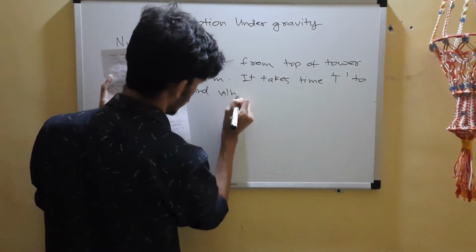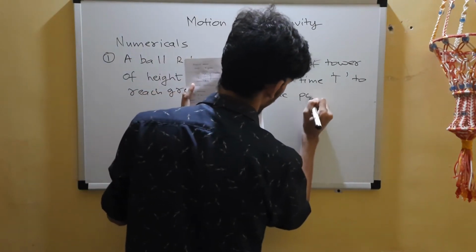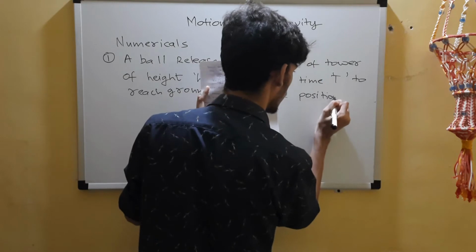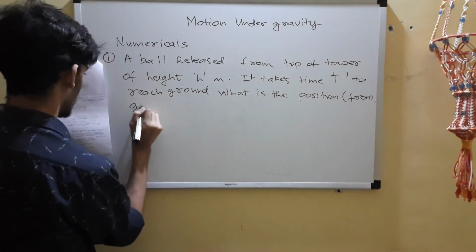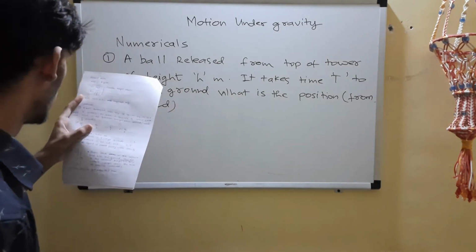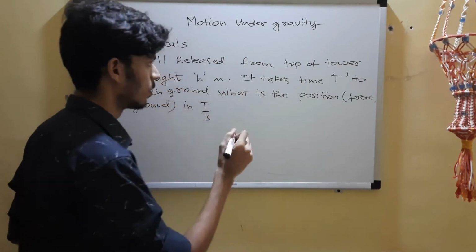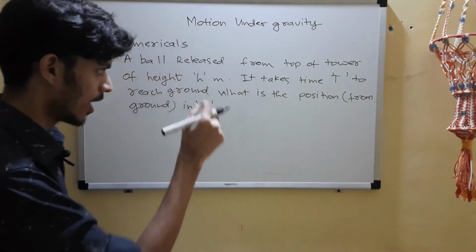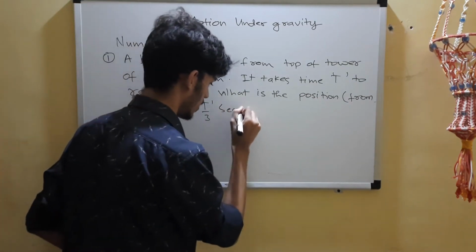What is the position from the ground? Okay, in t by 3 seconds. So 1/3 of the total time taken to fall. In that, you have to find the position from the ground. So t by 3 seconds.